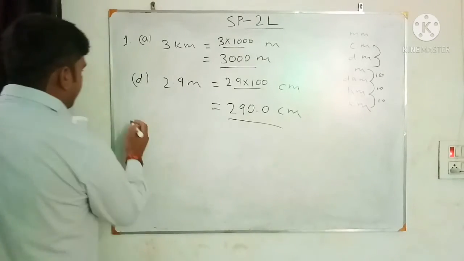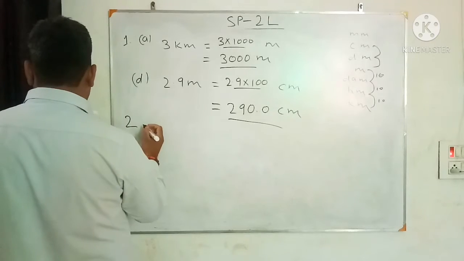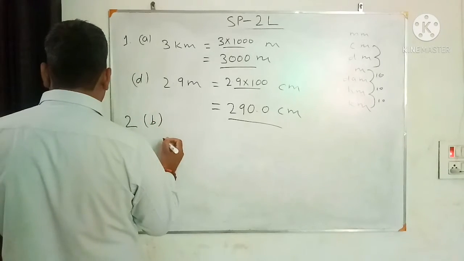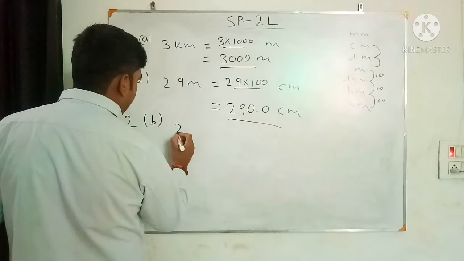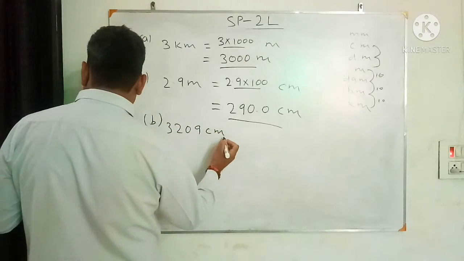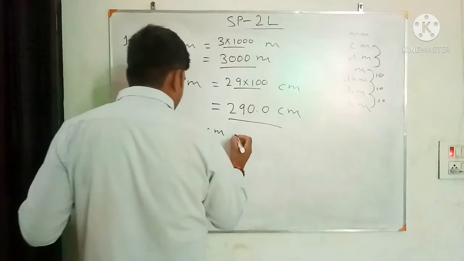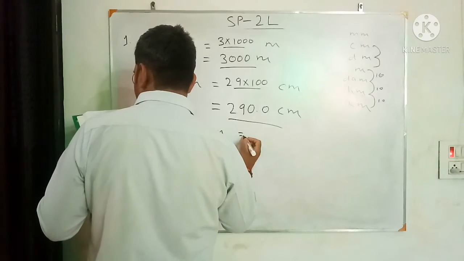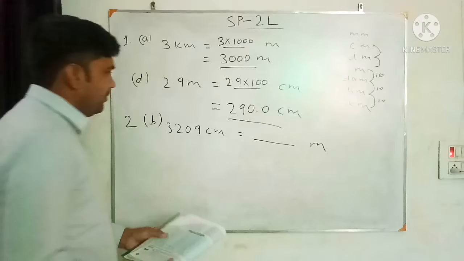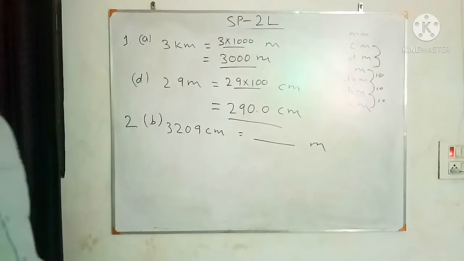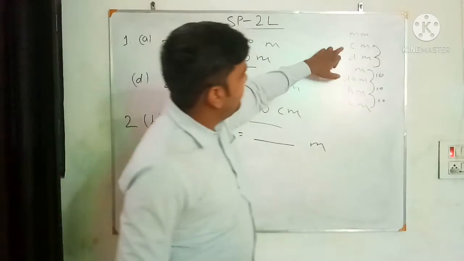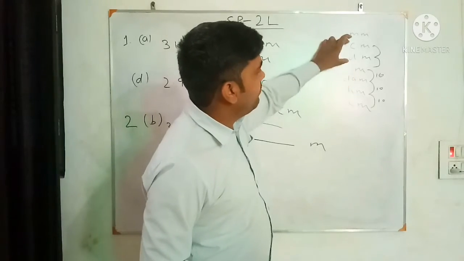Now we do question number 2, B. 3209 centimeter to meter. We have to convert 3209 centimeter into meter. How many meters are there? So 100 centimeters makes 1 meter. Centimeter is the smaller unit and meter is the bigger unit. So 1 meter equals 100 centimeter.